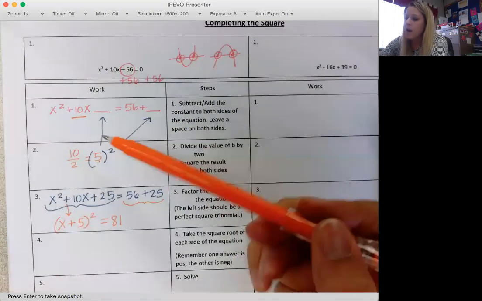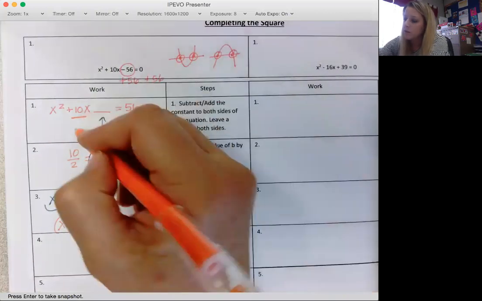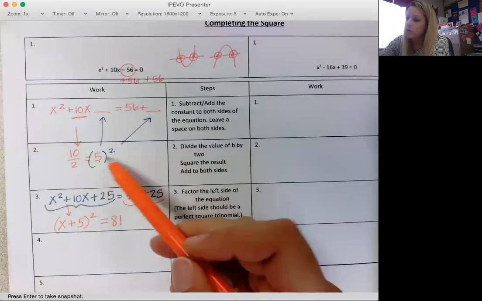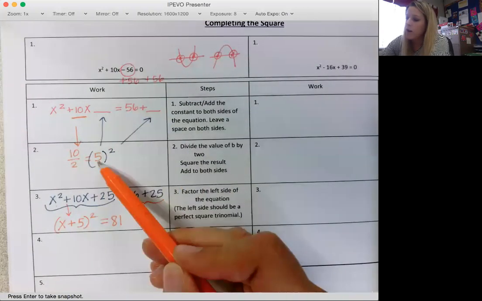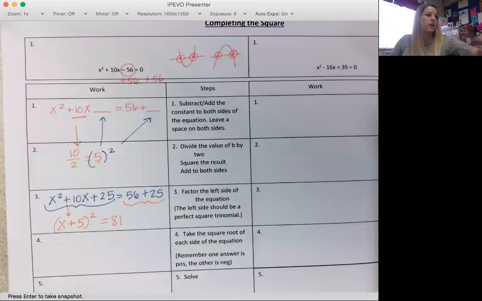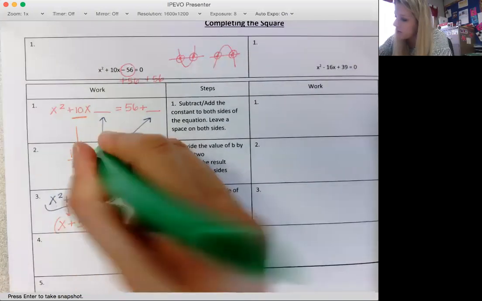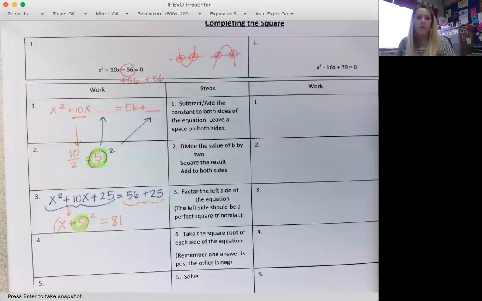Okay, so again, I halved the middle. So half the middle, square it to go here and here. And whatever I put here, so let me find a highlighter, whatever I put here is what is also going to go into my factor.